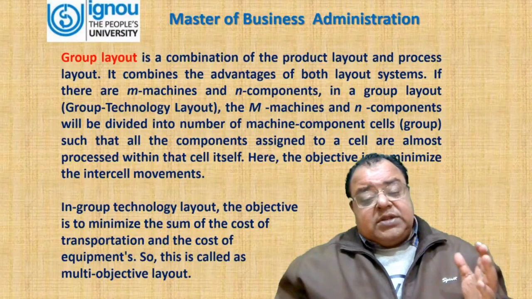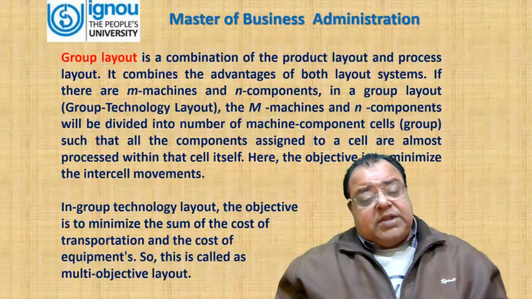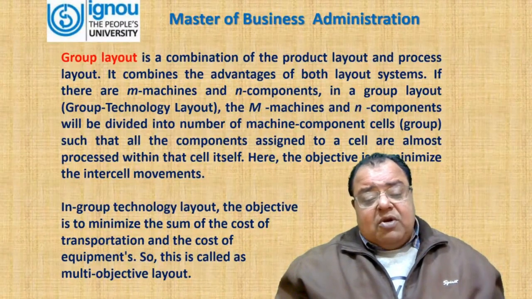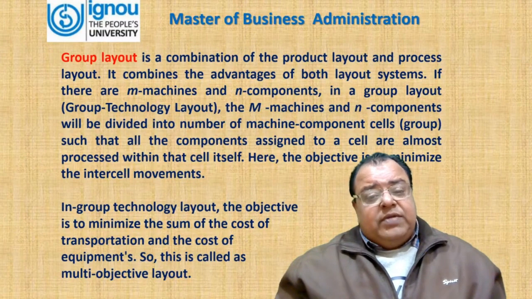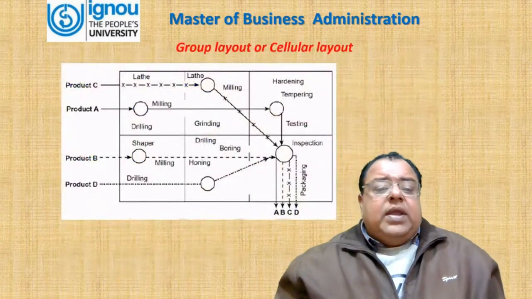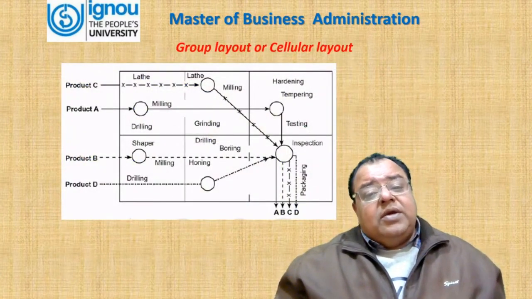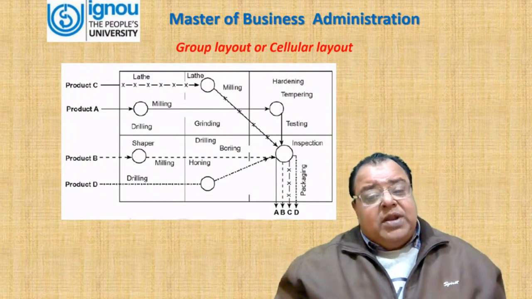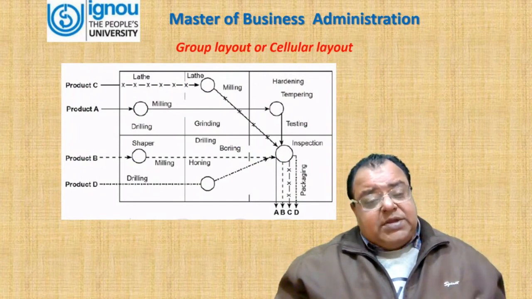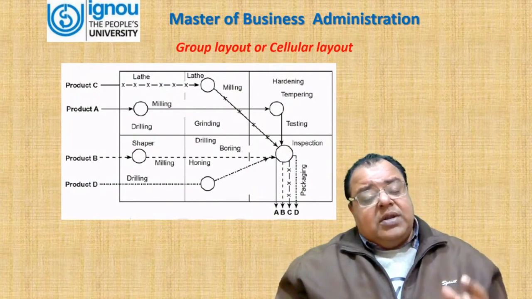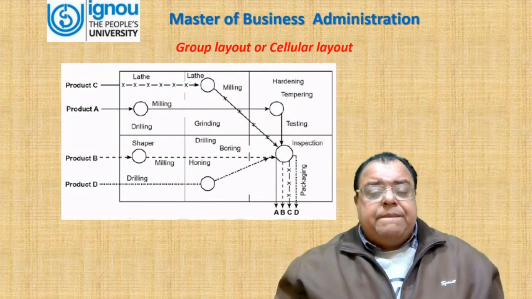minimize the sum of the cost of transportation and the cost of equipment. So this is called a multi-objective layout. Here we can see what group layout or cellular layout is, and how the machines or the process is being performed on a particular job.